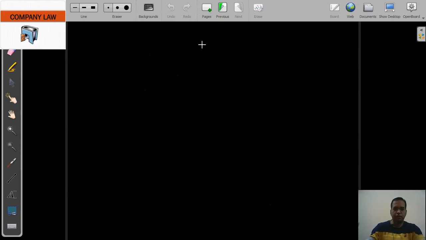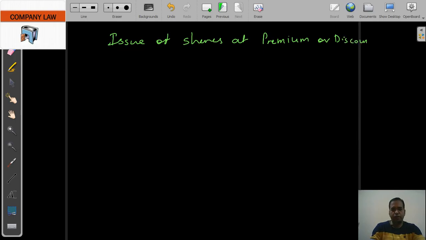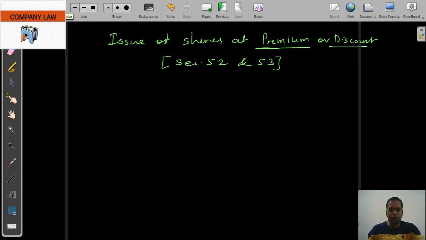Now we are going to talk about issue of shares at premium or discount. These two concepts have been defined under sections 52 and 53. Section 52 talks about issue of shares at premium, and section 53 talks about issue of shares at discount. Now what does it mean?